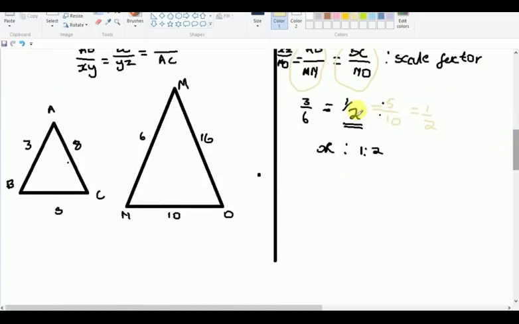So if the scale factors of two sides of a given angle are equal, it means that triangle ABC is similar to triangle MNO.